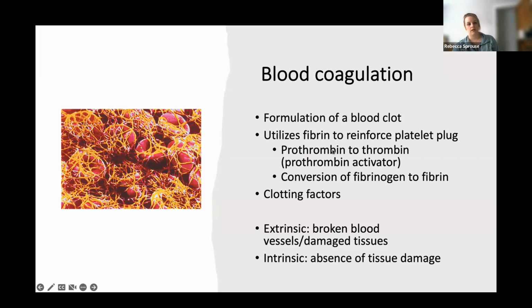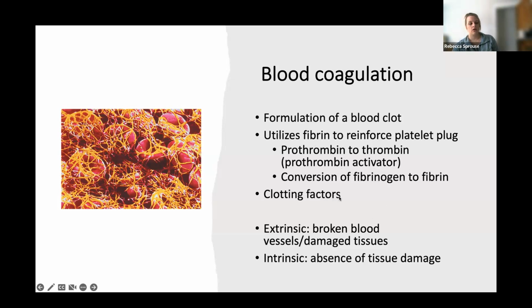Prothrombin gets activated into thrombin by this enzyme, the prothrombin activator. Then thrombin stimulates the conversion of fibrinogen to fibrin, which is inactive fibrin to active fibrin. So a very interesting stepwise pathway here. It starts with prothrombin to thrombin and then fibrinogen to fibrin. Prothrombin is something that we test in people who are on blood thinners a lot, just to make sure that those blood thinners are working.